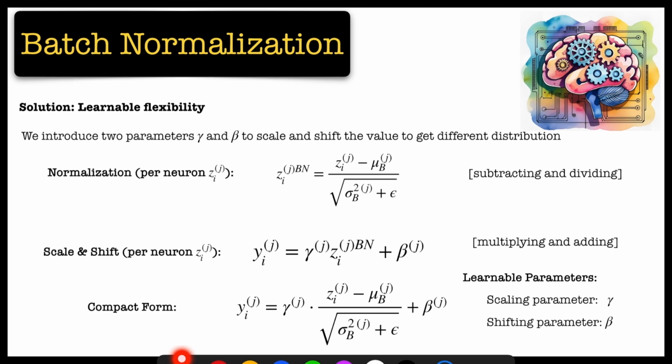It's just one linear combination we are taking. Whatever the batch normalized output we got here, we are just doing gamma times that plus beta. So we are getting a new output. That will be our flexible batch normalized output. This is just the compact form we are representing here. So now we have the flexibility also. The model can learn different distributions, but that will be a stable distribution for a layer.